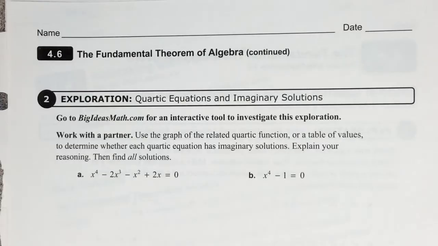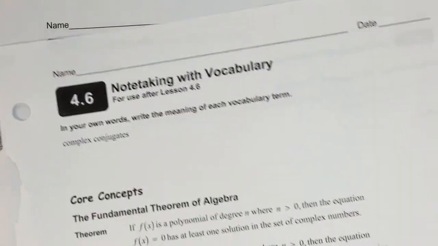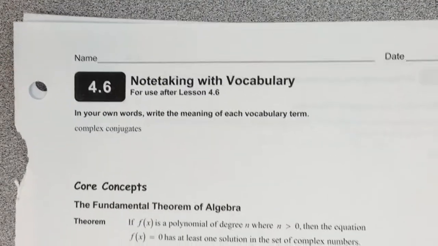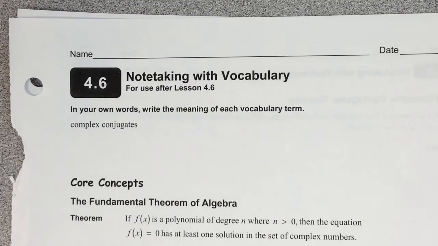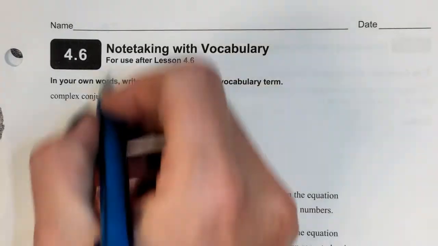Alright, so what we're going to be looking at today are types of equations that we can have and what types of solutions we can get. So we're going to start off on page 103 with complex conjugates. We've talked about conjugates a little bit before, but not complex conjugates.